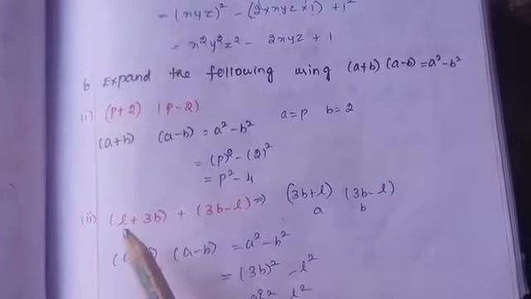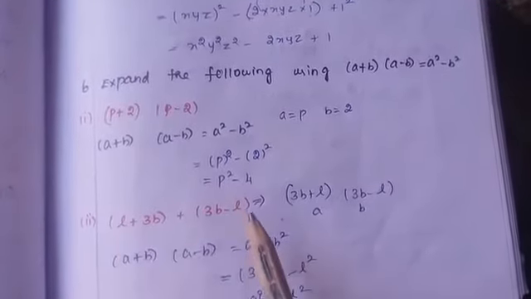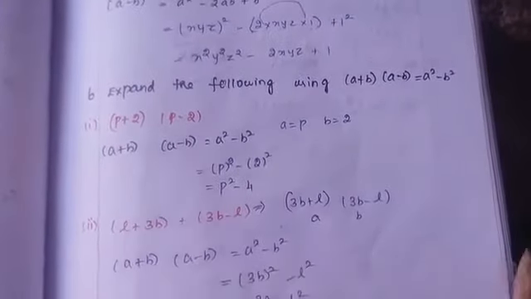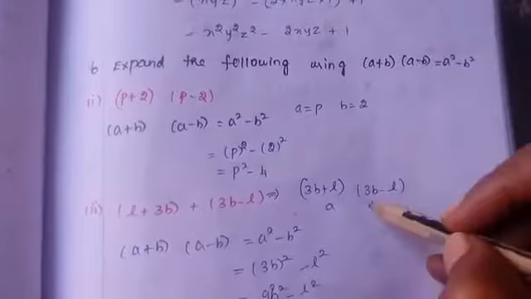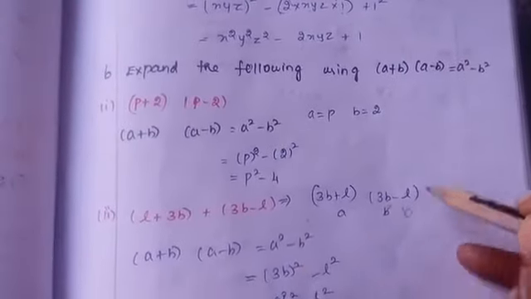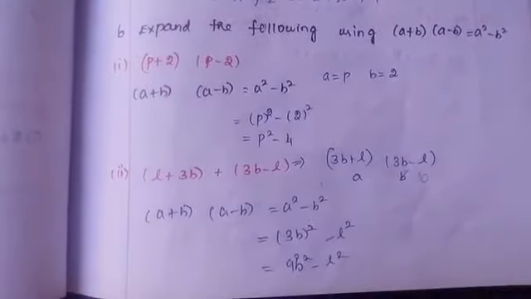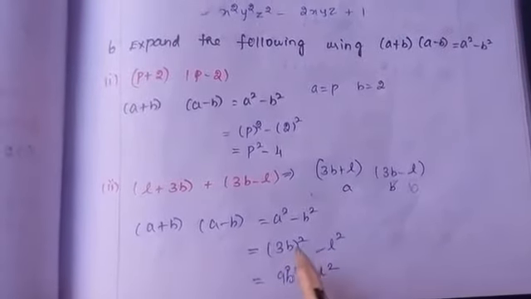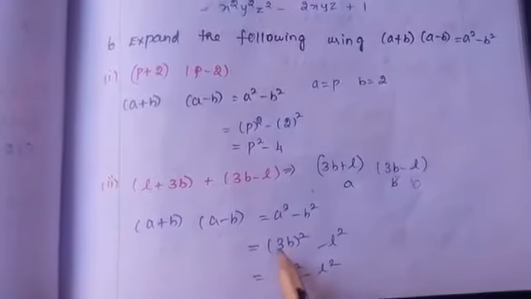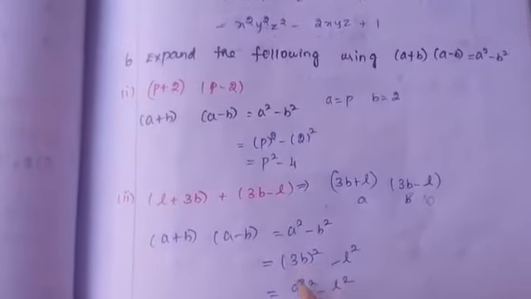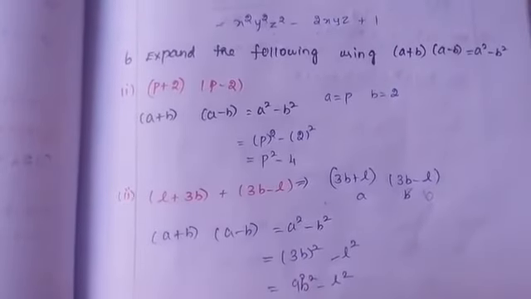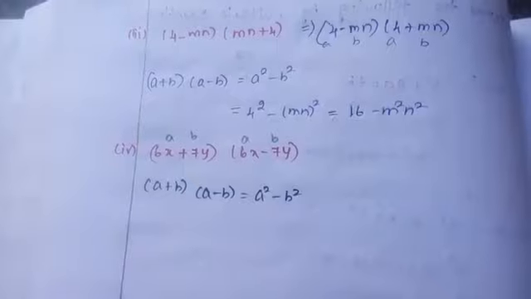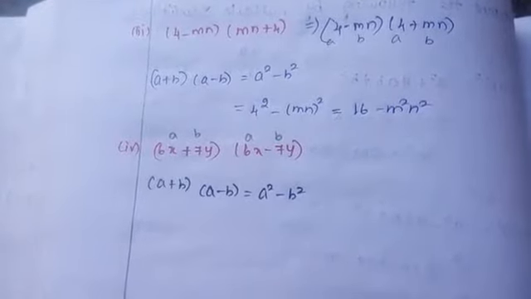Write it in the other format, 3p plus l. Which one contains minus? It is l. So l is b, 3p is a. Okay, formula is a squared minus b squared, (3p) squared minus l squared. 3p squared, we want to square both values, 3 squared and also p squared, 9p squared and minus l squared, that's all.